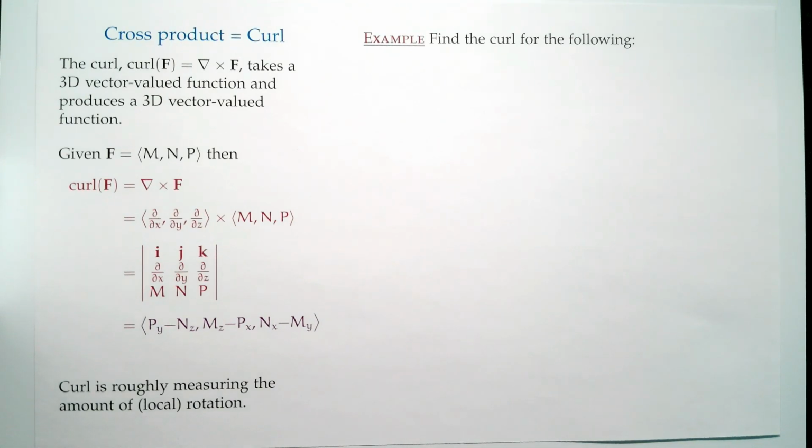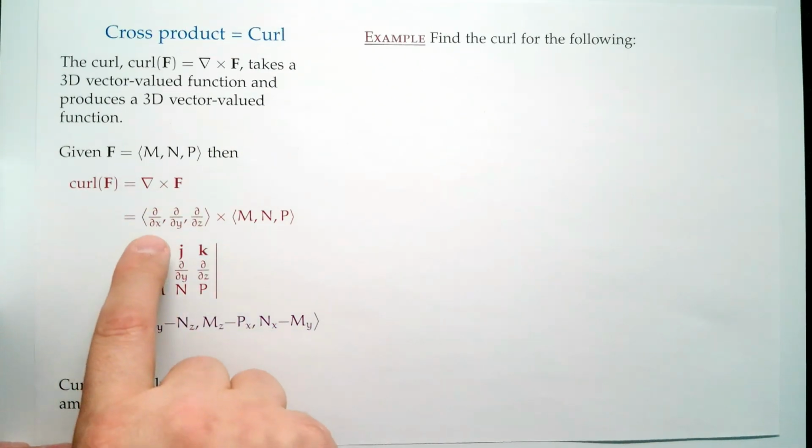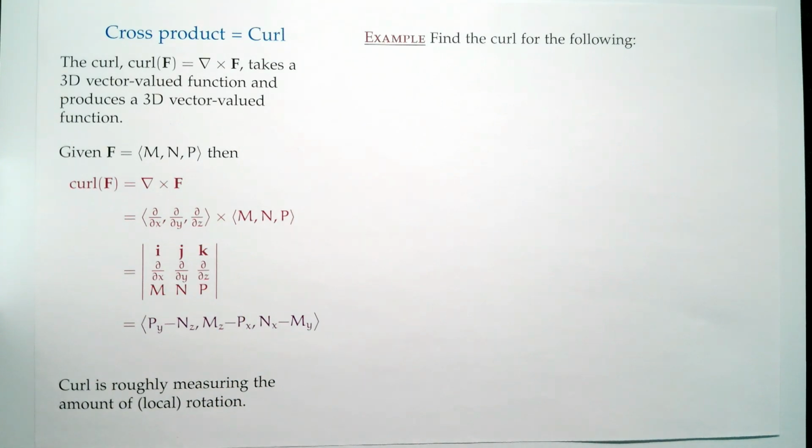So, are there any surprises? Well, not really. Just remember that the curl is the cross product. So we're taking the cross product of these partial derivatives and our vector valued function. And then we get to what I think is one of the most strange things in calculus. We get to take the determinant of this 3 by 3 matrix.